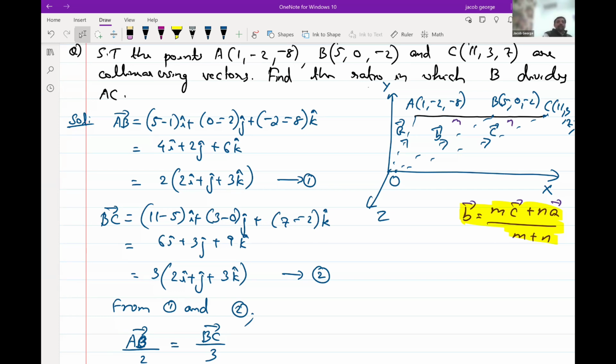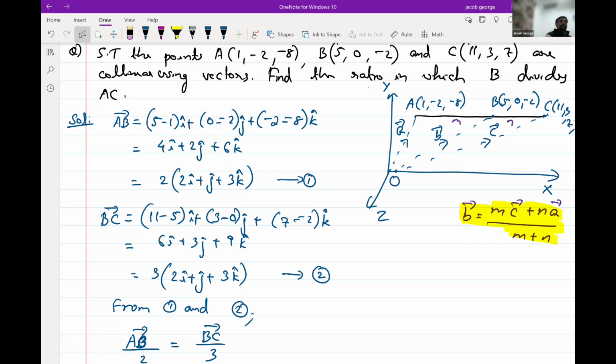Then we can see a multiple here. First is 2 times (2i + j + 3k), and second, BC vector, is 3 times (2i + j + 3k). Means AB by 2 and BC by 3 are equal. That is enough to write. One is scalar multiple of the other, right?